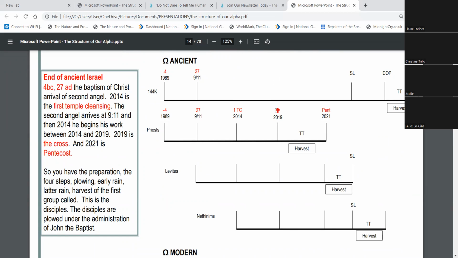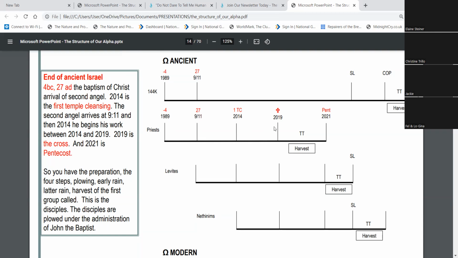So at the end of ancient Israel, we have 4 BC. We have 27 AD, the baptism of Christ, the arrival of the second angel. 2014, which is right here. Now we're talking the priest's line here, superimposed over the ancient Israel. We've got 2014, which is the first temple cleansing. The second angel arrives at 9/11, and then at 2014, waymark, he begins his work.